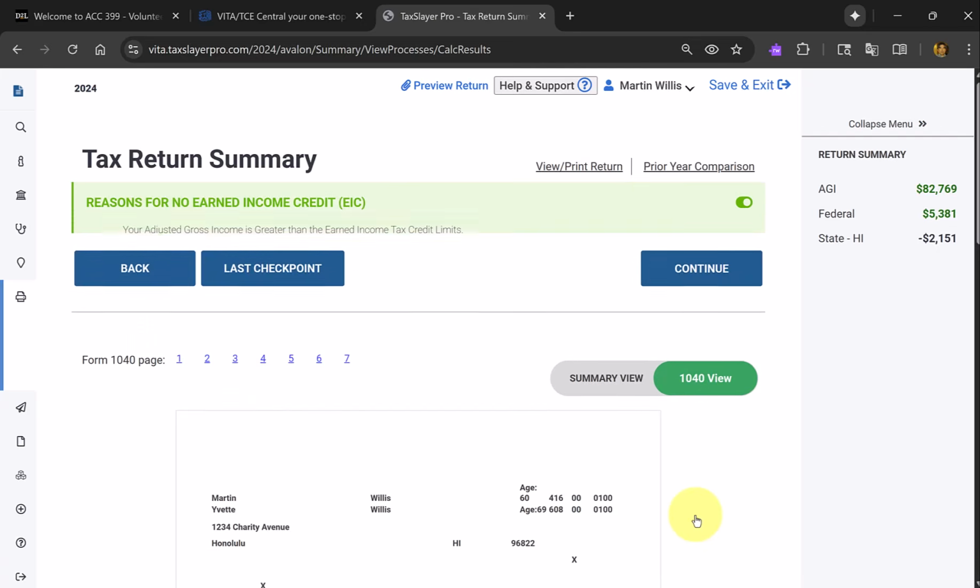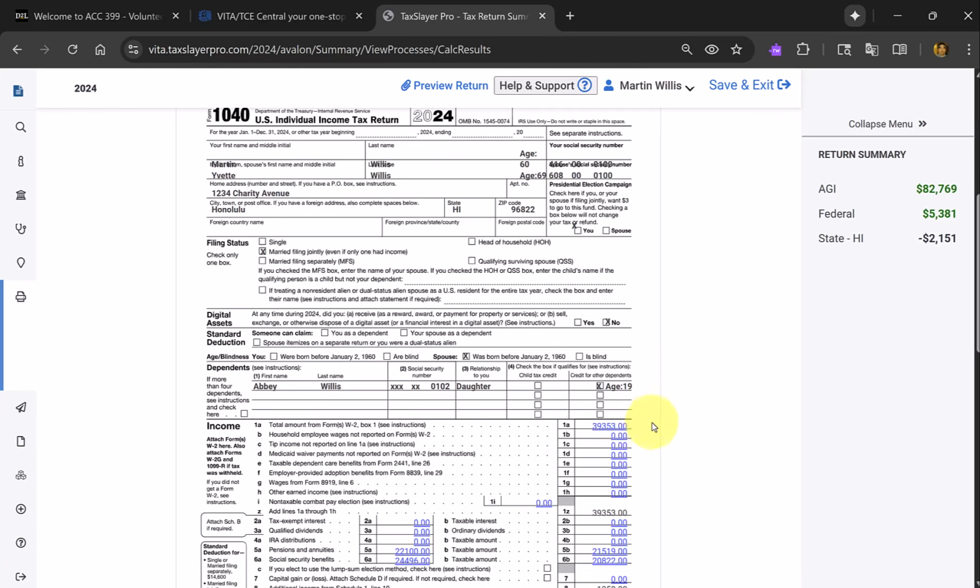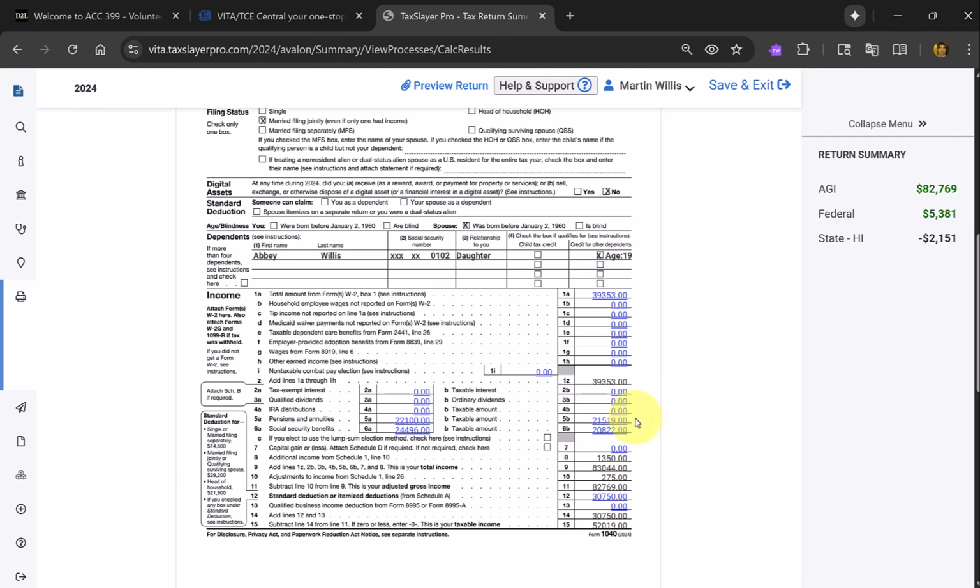So here's a summary screen showing you the 1040 form. Here's Martin's wages, line 1A. Here in line 5 is the gross pension received by Yvette and the taxable amount from that simplified method worksheet. Here's the gross Social Security, and here's the taxable amount.